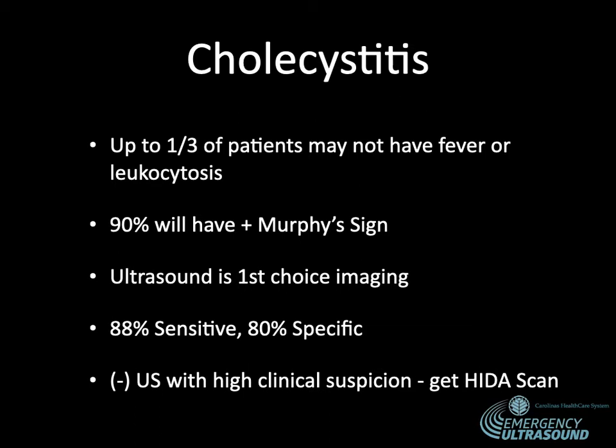Ultrasound is actually the first choice in imaging. I know that so many people want to jump to CT when it comes to abdominal pain complaints, but think about what you have on your differential, and if biliary or liver is the first concern, then consider ultrasound, because ultrasound is really the best choice for gallbladder imaging. Ultrasound for cholecystitis is 88% sensitive and 80% specific. If you have a negative ultrasound with a high clinical suspicion, then you might turn to your HIDA scan.